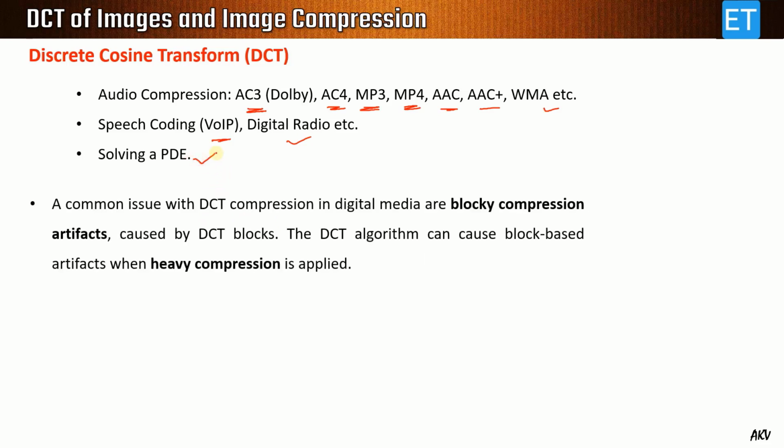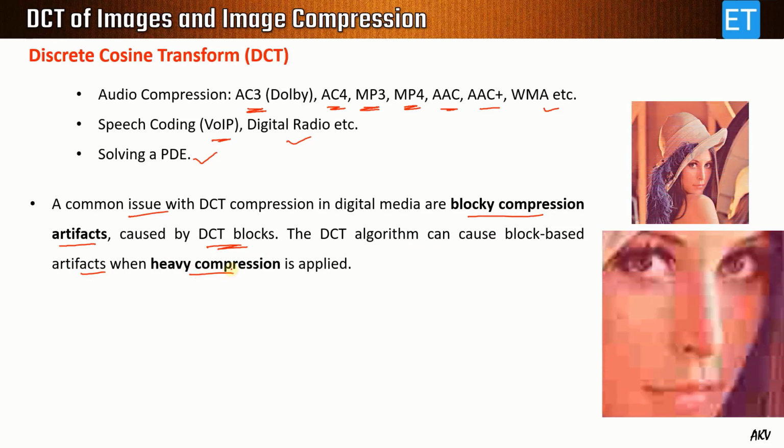Besides all these advantages, it has a few disadvantages also. For example, a common issue with DCT compression in digital media is blocky compression artifacts caused by the DCT blocks. The DCT algorithm can cause block-based artifacts when heavy compression is applied. So in this image, you can see it's a JPEG image. When heavy compression is applied, and after zooming in, you can see that there are small square blocks in the face. This is known as blocky compression artifacts.